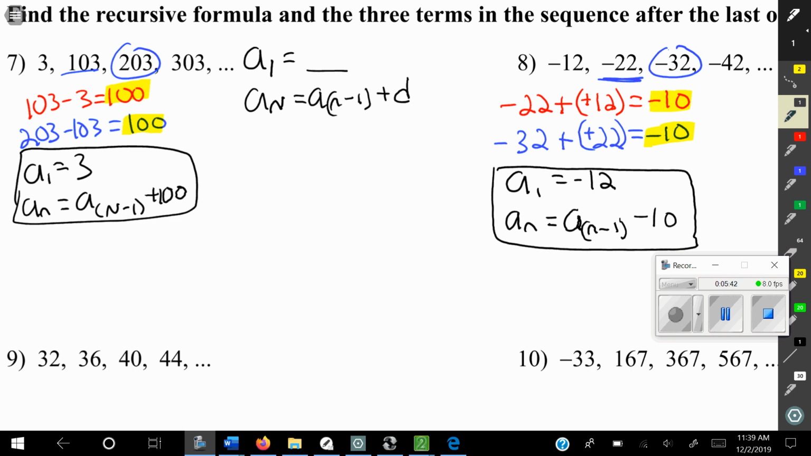All right, so take a look at these next problems here, 9 and 10, and see if you can write the recursive formula.